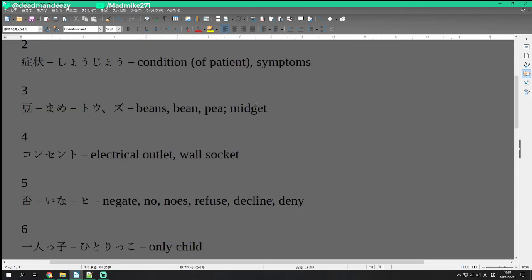Number 3 is mame, to, or zu, which are beans, peas, or it could be a midget. Radicals in this kanji are one above a mouth, above a two-handled lid, essentially. I kind of think this one looks like a bean. You know how the beans usually have those lines in the middle of them? These two lines remind me of that. And this is kind of the bean itself with its outer coating. I'm thinking of black-eyed peas here, because there's the black eye, and then there's this kind of other aroundness to it. So mame, to, or zu are beans or a midget.